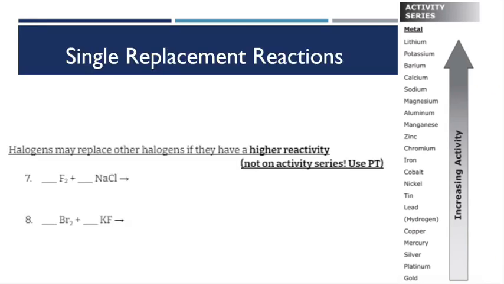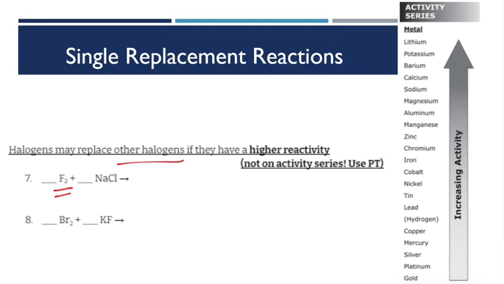So, at the bottom of the page, we have this slightly different type of single replacement reactions. What's different here is that instead of having a metal as our single element, we're going to be looking at a halogen, which is that second to last column in the periodic table. All of those elements can replace other halogens if they have a higher reactivity. So it's just a non-metal here.